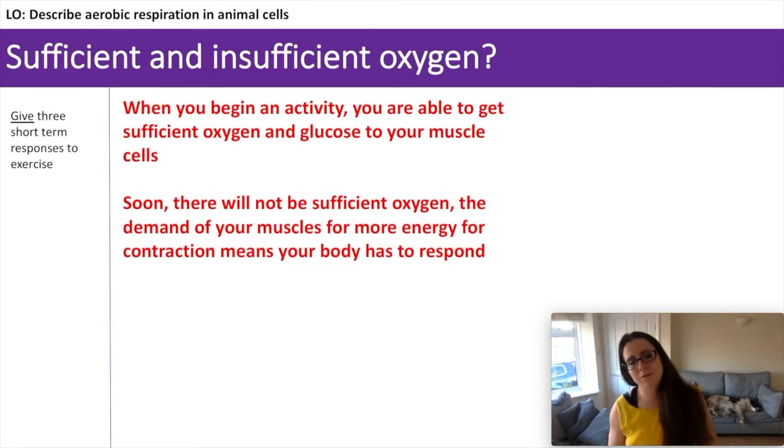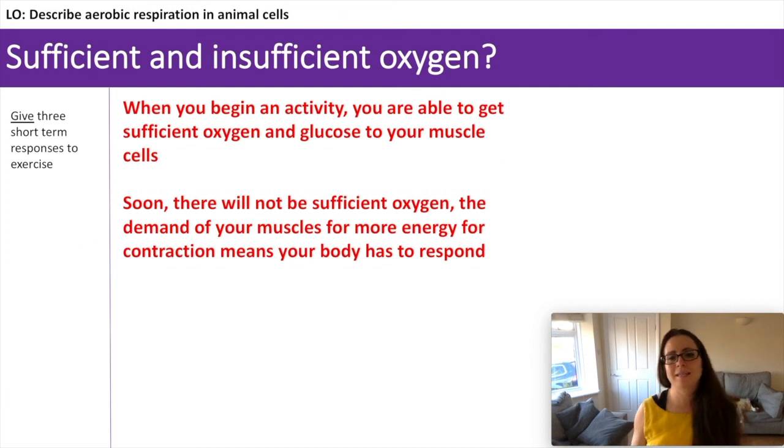So, we talked about sufficient and insufficient oxygen, but let's give a context of when this can occur. So when you begin an activity, for example, a sprint, something I try and avoid whenever I can, but let's say it's a sprint. To begin with, your muscles have got a supply of oxygen and a supply of glucose just in the blood around them. Your blood oxygen levels are usually relatively high. So to begin with, there is sufficient oxygen there.